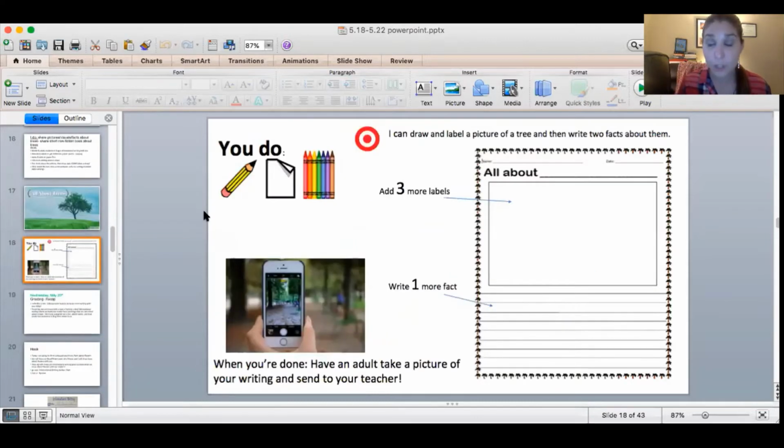What I need you to do is I need you to go get a pencil and a piece of paper. If you don't have that in front of you right now, that's okay. Just pause the video. And when you get back, you can start the video right back up again. But go get a pencil and a piece of paper so that we can start the writing together.